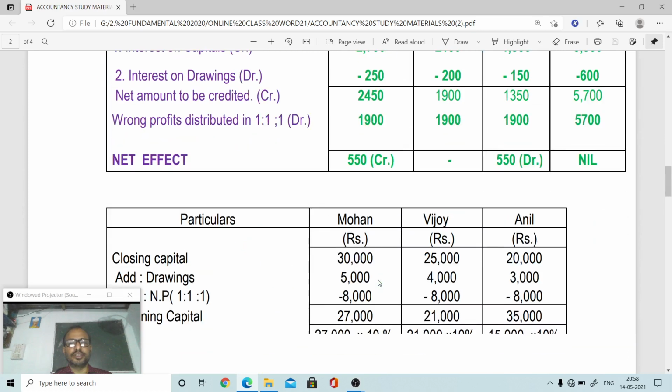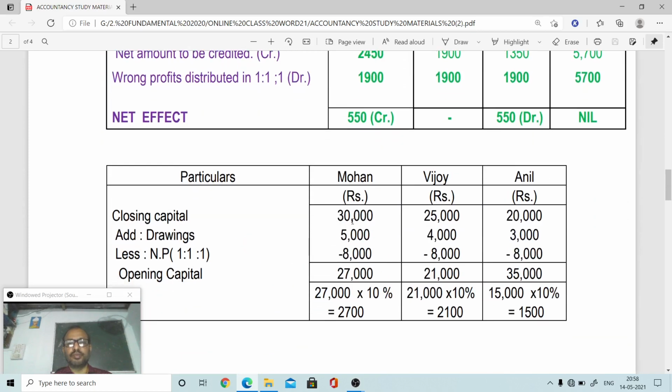So one table is required. For this there is a table to calculate the opening capital. We know the closing capital: first partner 30,000, second partner 25,000, third partner 20,000. Now add drawing: Mohan withdrew 5,000, it will be added to the closing capital. So 5,000 added; Vijay withdrew 4,000, so 4,000 is added; and the third, Anil, withdrew 3,000, which is also added to Anil's closing capital.